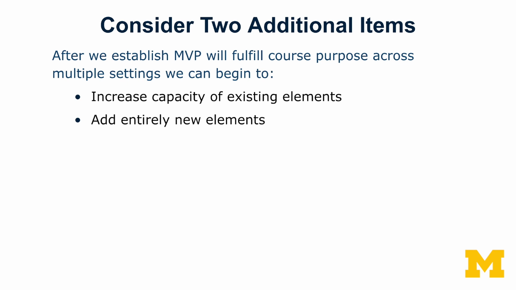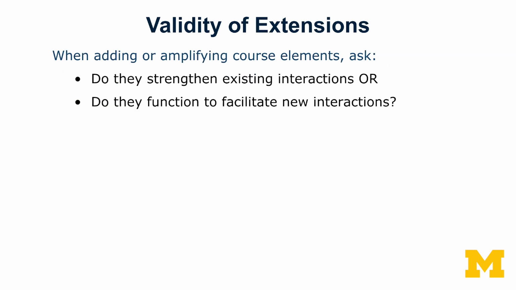After we establish a set of elements that work together to enable desired interactions in support of learning goals across multiple settings, we can consider 2 additional things: increasing the capacity of existing elements and adding entirely new elements. These extensions should be used in support of strengthening existing interactions or in service of creating new ways of supporting interactions. In terms of our interaction model, as you begin with your initial course design, you can start by thinking about the interactions you want to facilitate in your class and what elements you may need to facilitate those interactions.